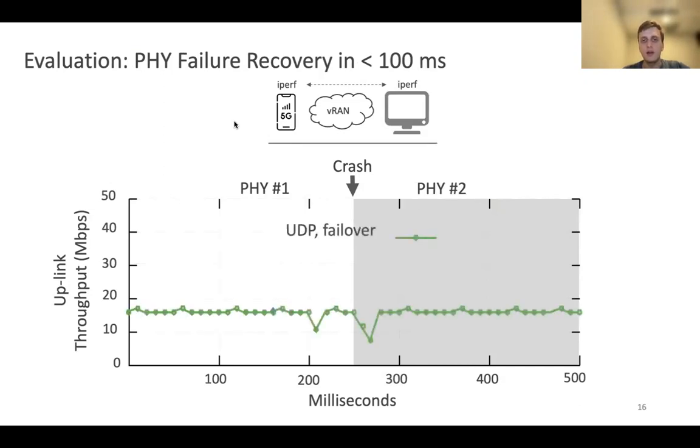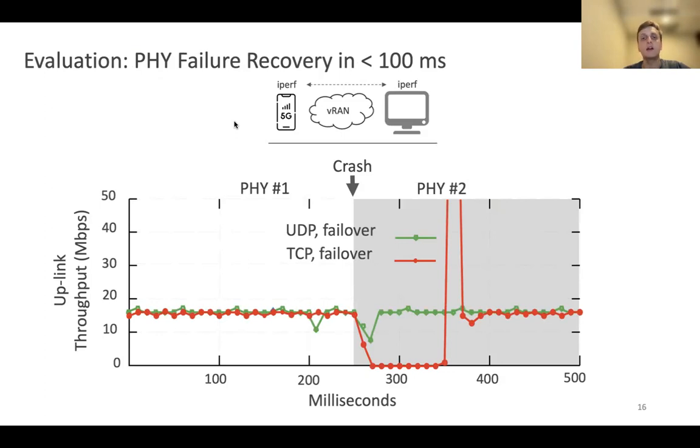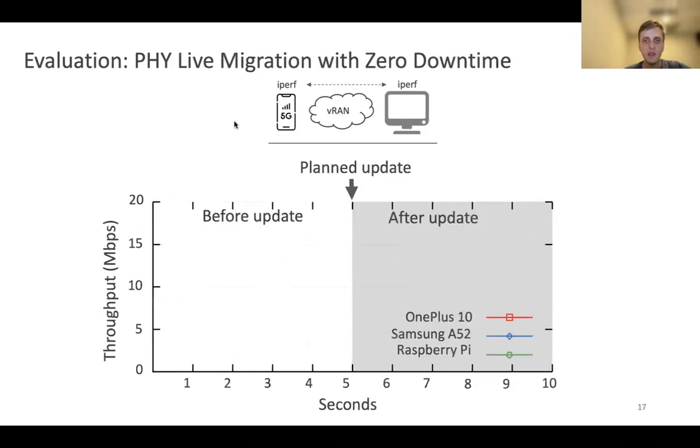For UDP traffic, the failover with Slingshot happens immediately without any network downtime. The TCP connection, however, sometimes experiences a short downtime, which is related to the way TCP handles retransmissions. Note that TCP downtime is no more than 100 milliseconds in the worst case, which is much shorter than 7 seconds of blackout without Slingshot, as shown at the beginning of the talk.